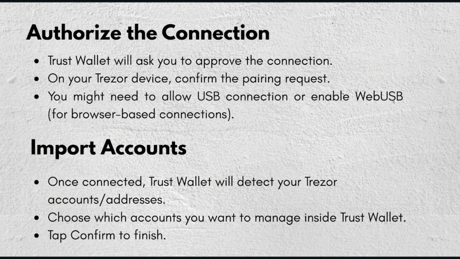confirm the pairing request. Then you might need to allow USB connection or enable WebUSB. This is for browser-based connections. So after that, you can import accounts. Once you're connected, Trust Wallet will detect your Trezor accounts or addresses. So just choose which accounts you want to manage inside the Trust Wallet, then tap on confirm to finish.